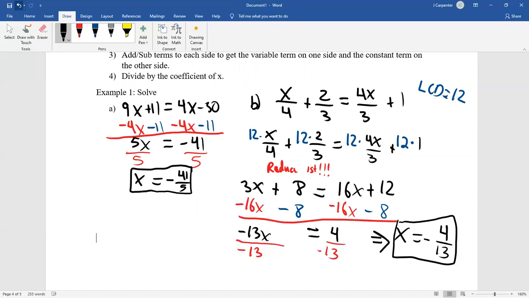What I would implore you to do is start back from here, the 3x plus 8 equals 16x plus 12. Instead of subtracting 16x and 8 on both sides, subtract the 3x and subtract 12 on both sides. So the x's move right, the constants move left. You'll end up dividing by a positive 13 in the next step, but you will get the same answer. I guarantee it, unless you yourself make a mistake.